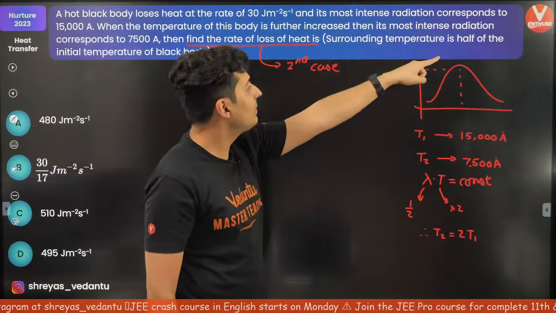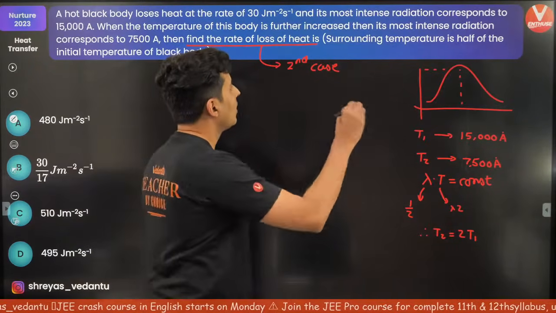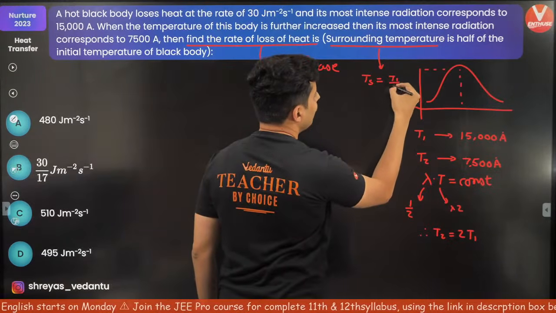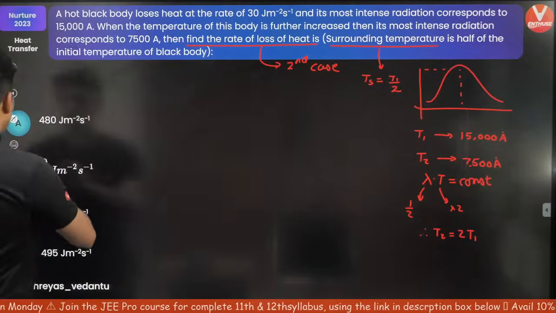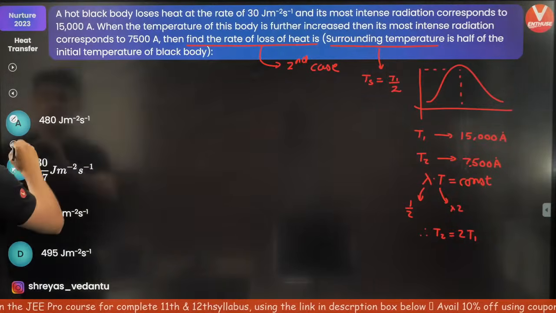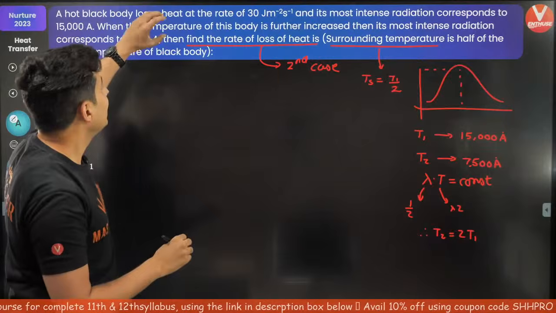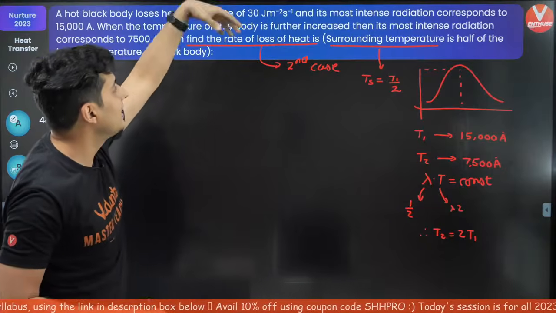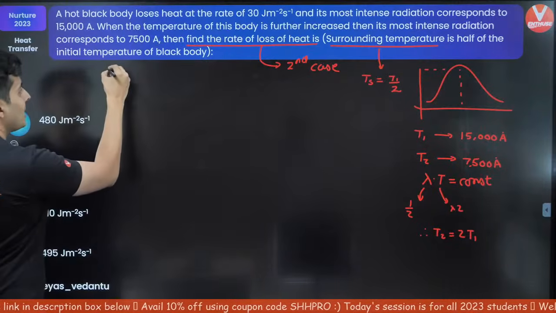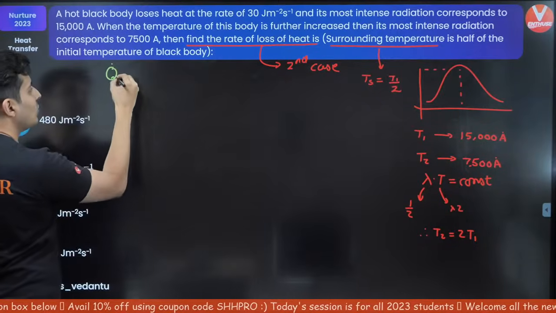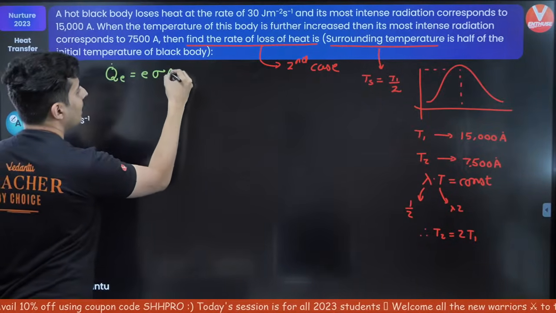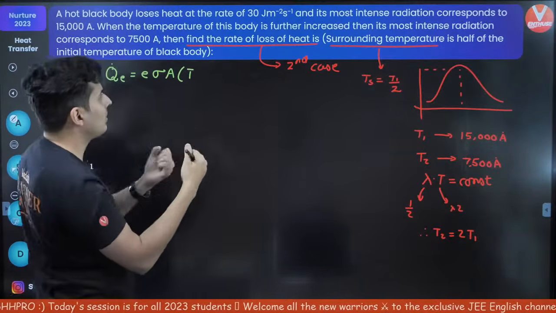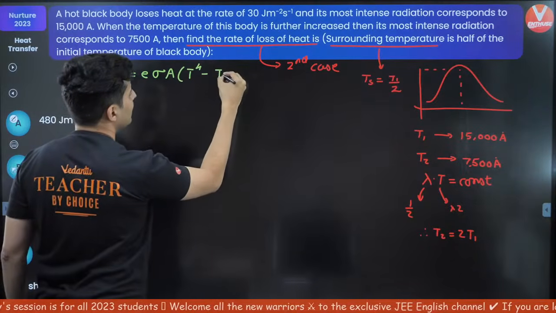Next thing, the surrounding temperature is half of the initial temperature. From this statement, the surrounding temperature Ts will be T1 by 2. Fair enough. Now comes the best part. Initially the amount of energy which is lost is 30 joules per meter square per second. Using our Stefan-Boltzmann law, Q dot will be e sigma A, and the body is hot, so it will be emitting more and absorbing less, so T raised to 4 minus Ts raised to 4.